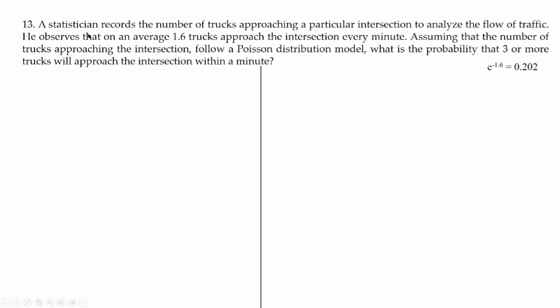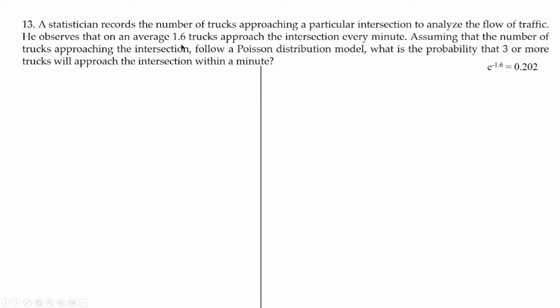Next question. A statistician records the number of trucks approaching a particular intersection to analyze the flow of traffic. He observes that on an average, 1.6 trucks approach the intersection every minute. Assuming that the number of trucks approaching the intersection follow a Poisson distribution model, what is the probability that 3 or more trucks will approach the intersection within a minute? So here everything is given directly.